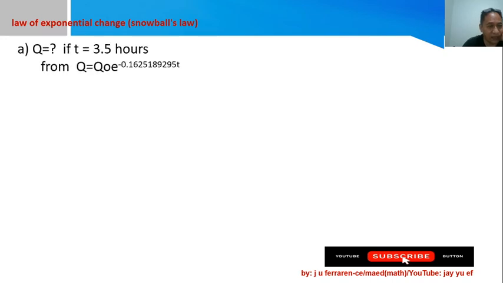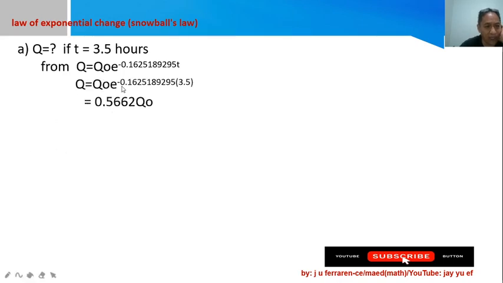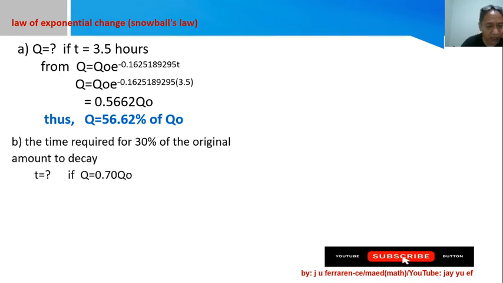Again, you are asked to have your Q after 3.5 hours. I have a formula already, so I can replace T with 3.5. There I have 0.562 Q sub O. Or in percentage, we can write it as 56.62% by multiplying with 100% of the Q sub O, or the initial.